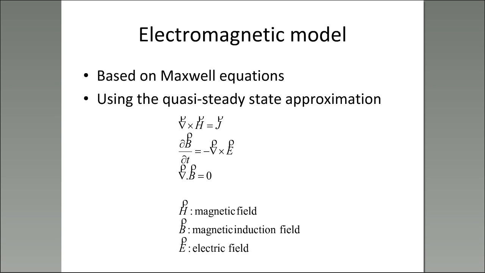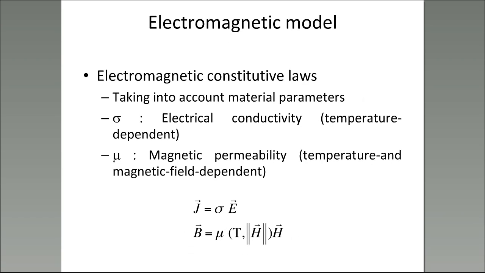But you also have to add to these equations what we call the electromagnetic constitutive laws, which, besides the Maxwell equations, are the laws which take into account the material parameters. You have Ohm's law, which relates the current density to the electric field through sigma, the electrical conductivity, which can be temperature dependent. And you also have mu, the magnetic permeability, which can be temperature and magnetic field dependent. Temperature because, of course, if you go above the Curie temperature, you drop to 1 for the magnetic permeability. And it can also depend on the magnetic field.